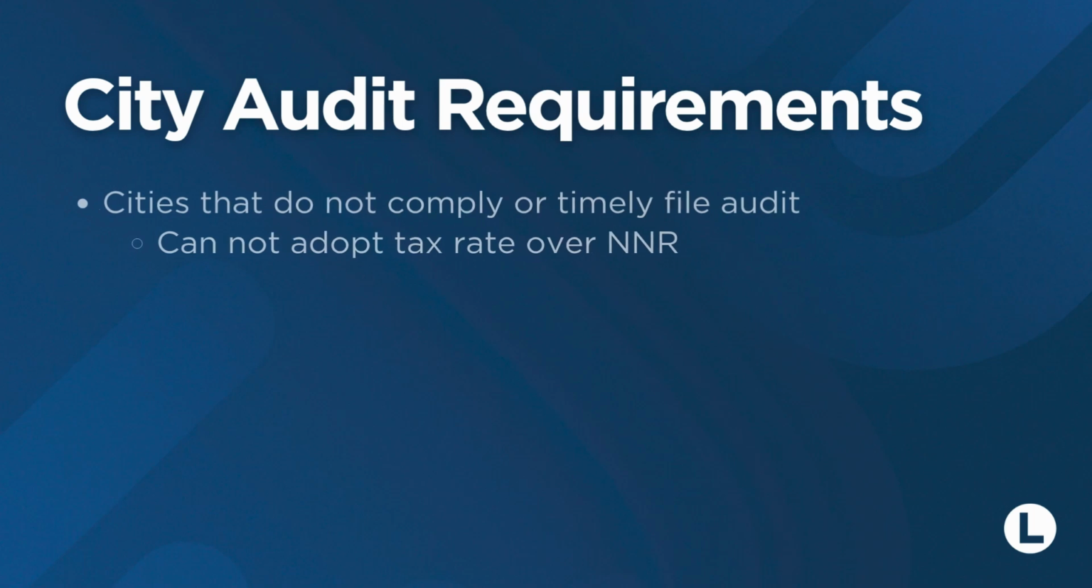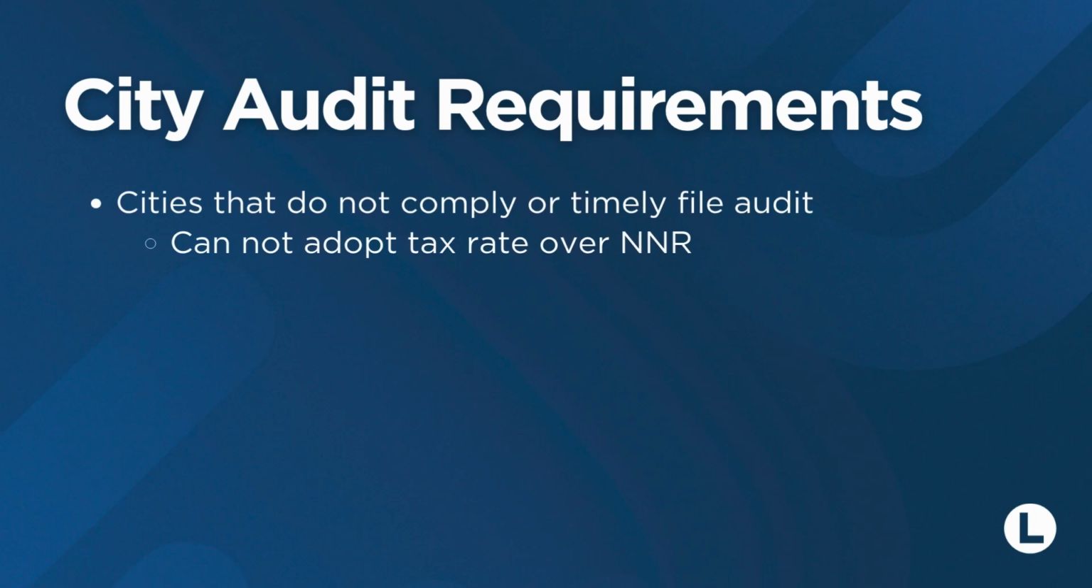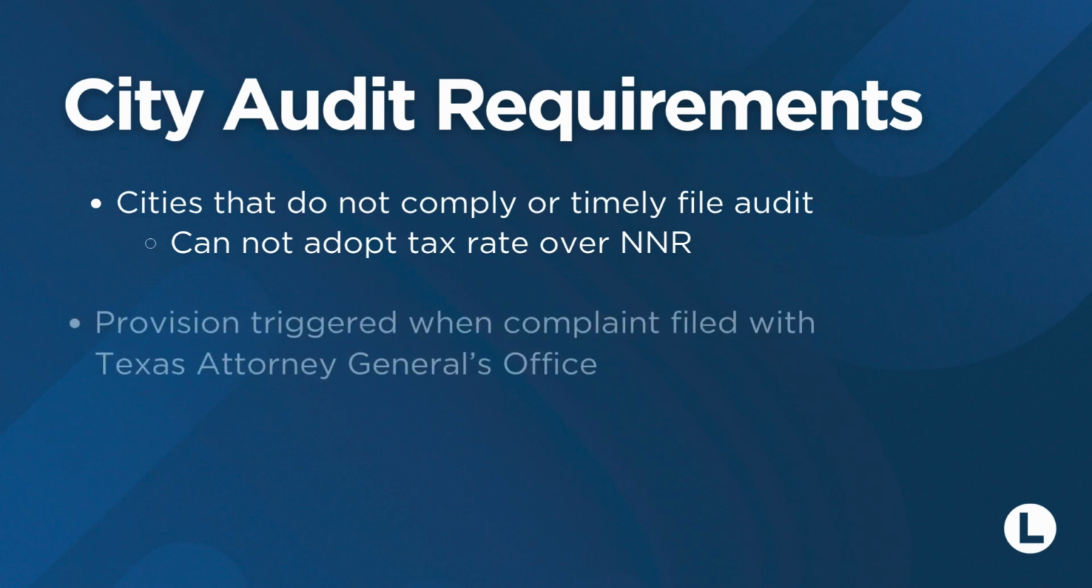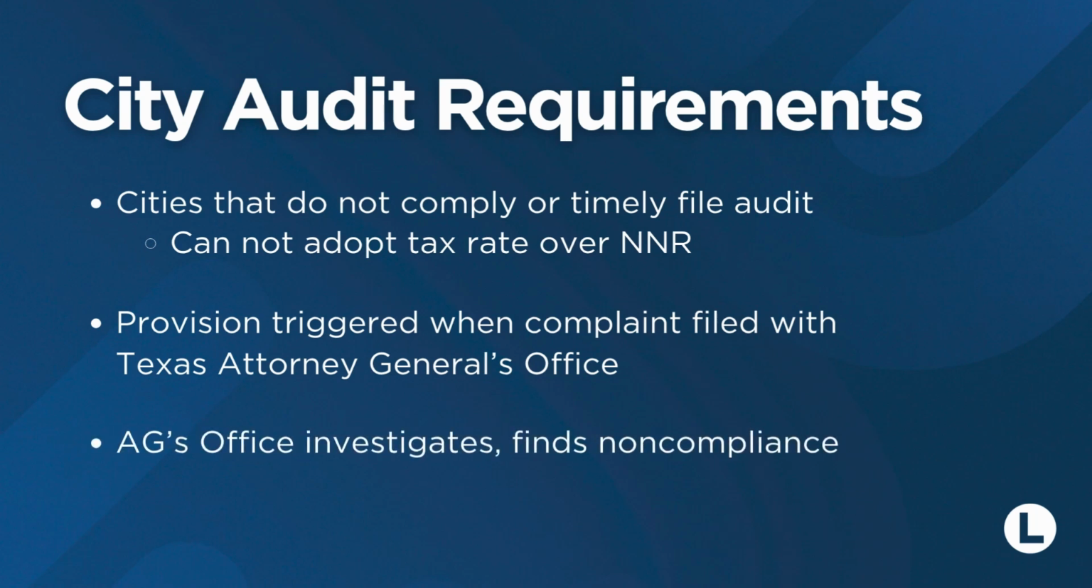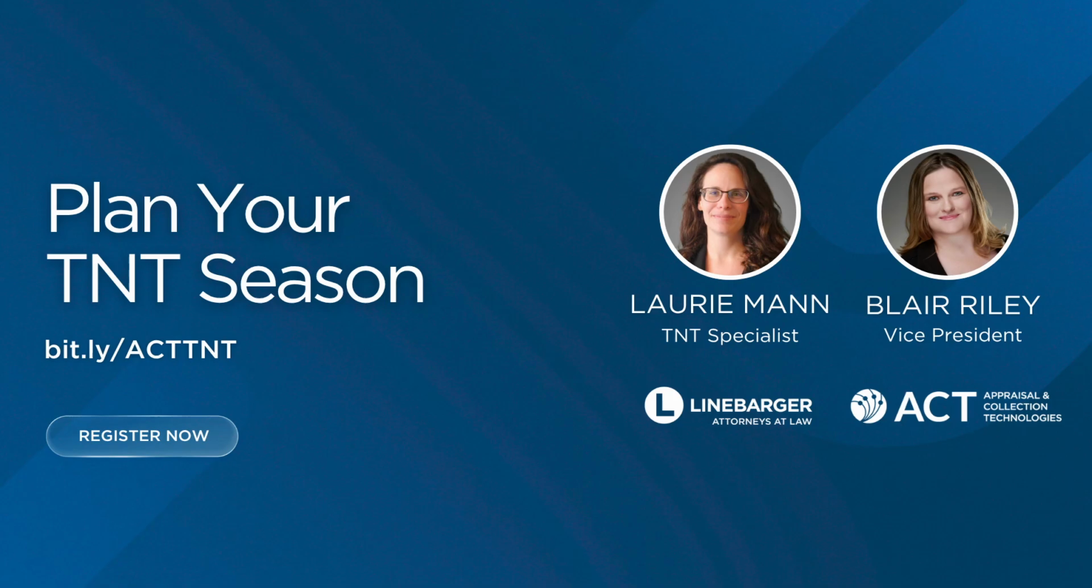The last item we want you to be aware of is for cities that don't comply with their audit requirements or don't timely file their audit, then they cannot adopt a tax rate over the no new revenue rate. This is triggered when someone puts in a complaint to the Texas Attorney General's office, and then the AG's office does an investigation. If you want to learn more, we have some webinars coming up about taxing units other than school districts, and then for our ACT software as well.